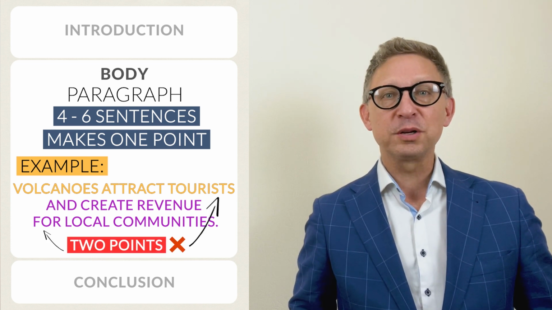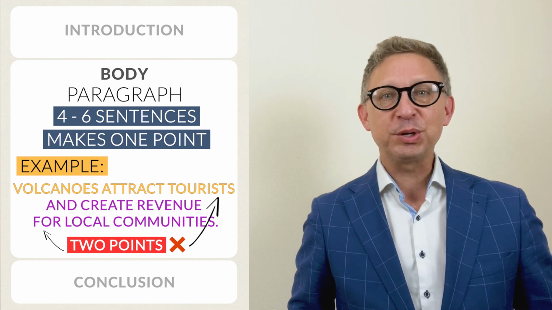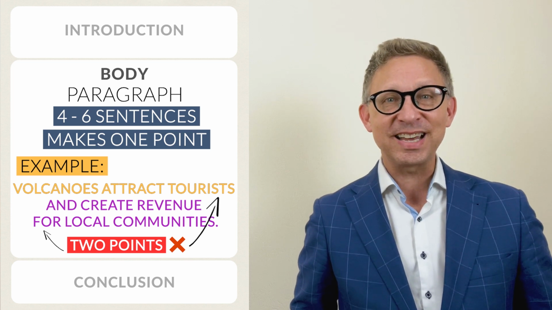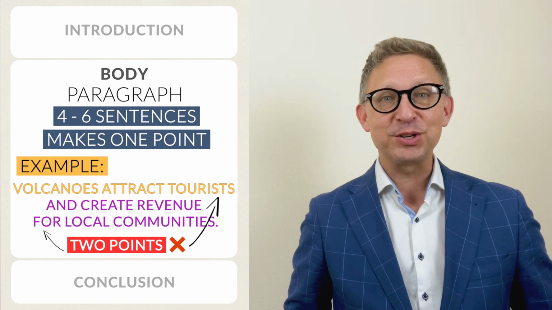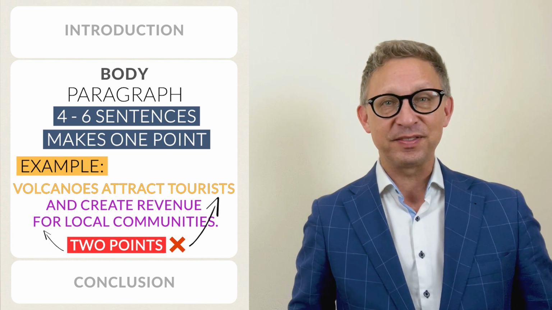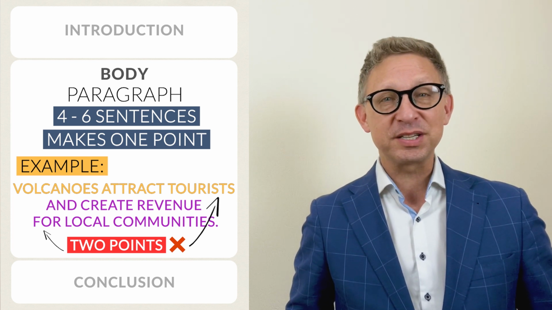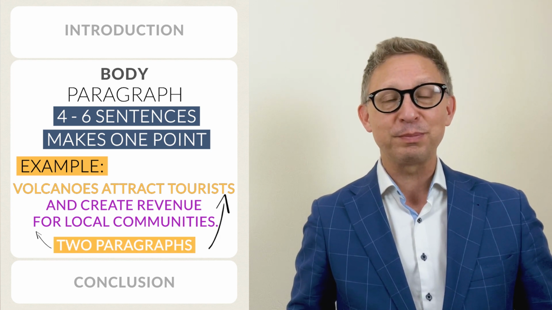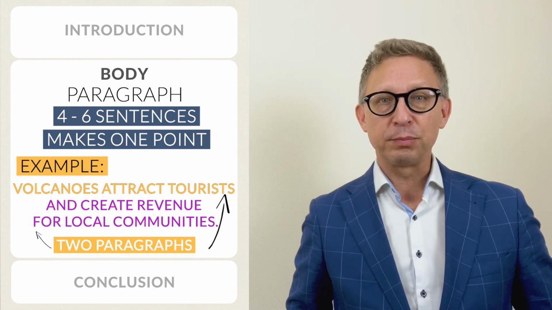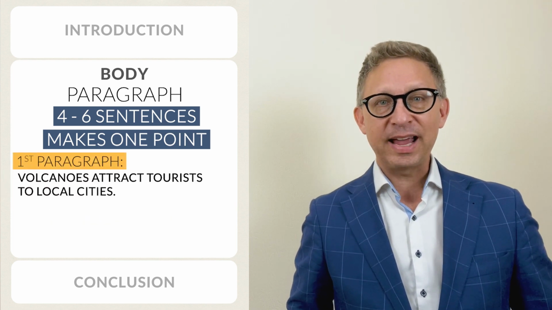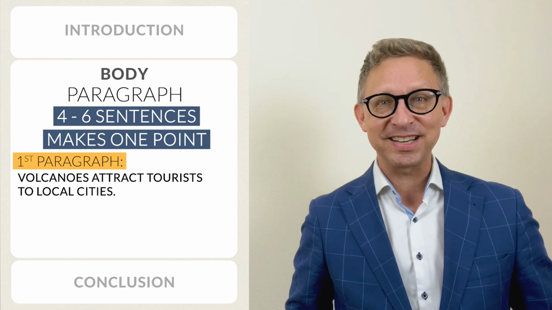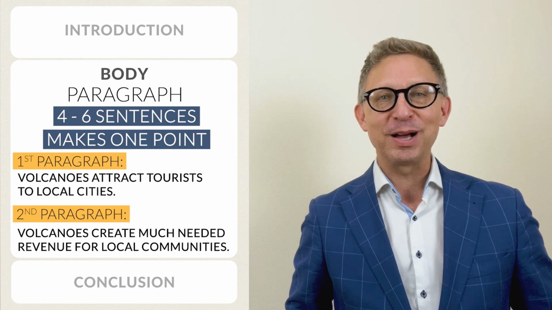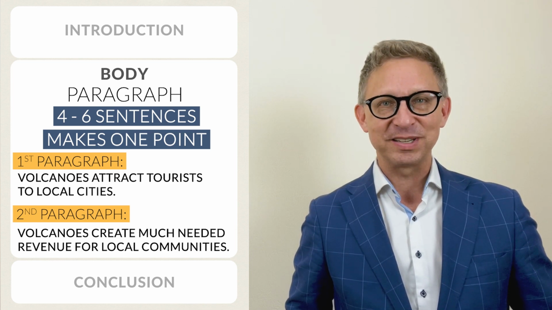This is difficult to pull off or execute because you have to discuss 2 points equally in just 4 to 6 sentences and provide enough information to make it interesting and convincing. Unless you don't have much to say about either point, it's better to divide these points into 2 paragraphs. So, for example, the first paragraph might be volcanoes attract tourists to local cities, followed by the second paragraph, volcanoes create much needed revenue for local communities.